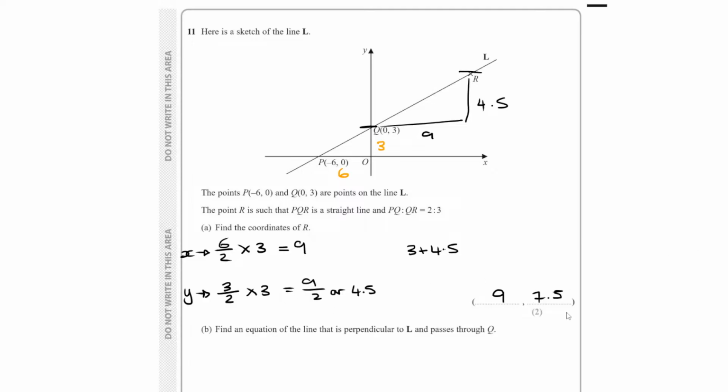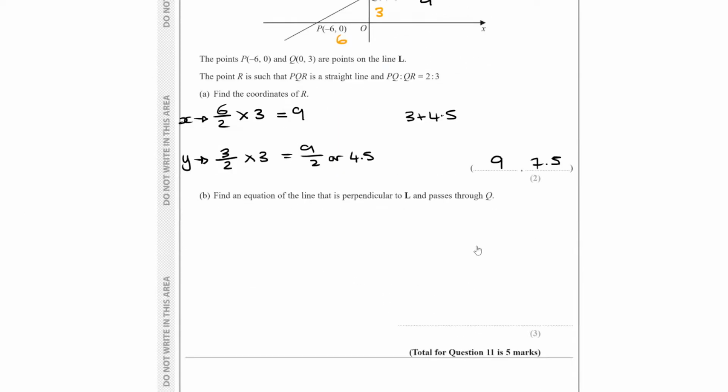So yeah, you should get 9 and 7.5. Okay, 9 and 7.5 as your actual coordinates.